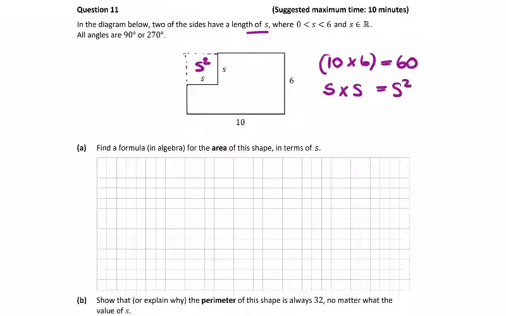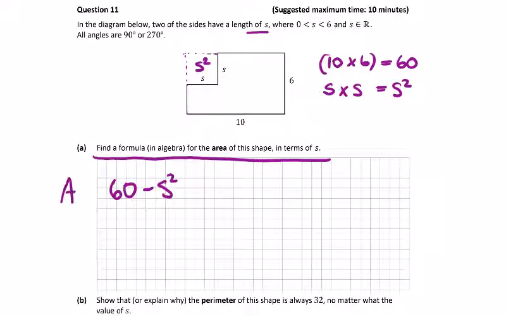And what are we asked to do here? We're asked to find a formula in algebra for the area of the shape in terms of S. So the whole thing will be 60, and we'd have to take away the S squared. And that's the formula here for area, so we'll write down A equals 60 minus S squared. And then show or explain why the perimeter is always 32 no matter what the value of S. How interesting is that? So let's show why the perimeter is always 32.